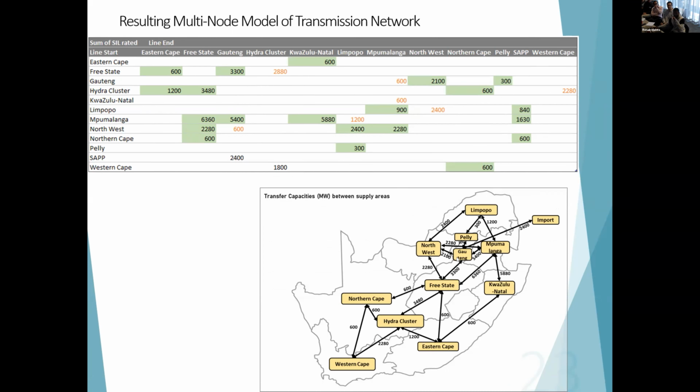However, in the model, we are using 10 suppliers and not 11 because we don't have enough data for Peli. So we are including Peli with Limpopo, so it's a 10 node system. And so this shows the node to node transfer capacities in terms of megawatts instead of the kV lines. And we used the surge impedance loading formula to convert that.